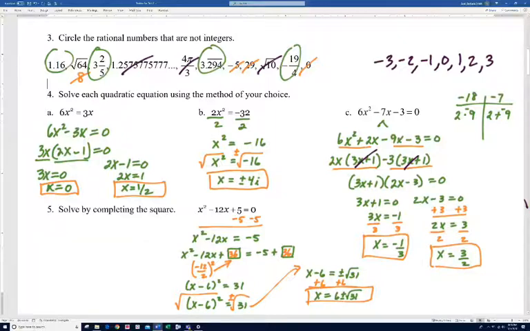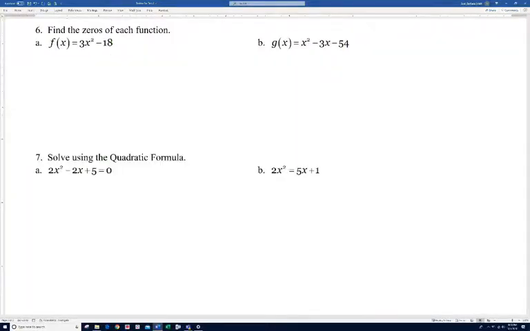All right, let's move on. It says find the zeros of each function. So basically a 0 is an x value that you plug into the function and your output's going to be 0. So to find these zeros, we actually are going to set the function itself equal to 0. So let's go ahead and do that. So we have 3x squared minus 18 equals 0.